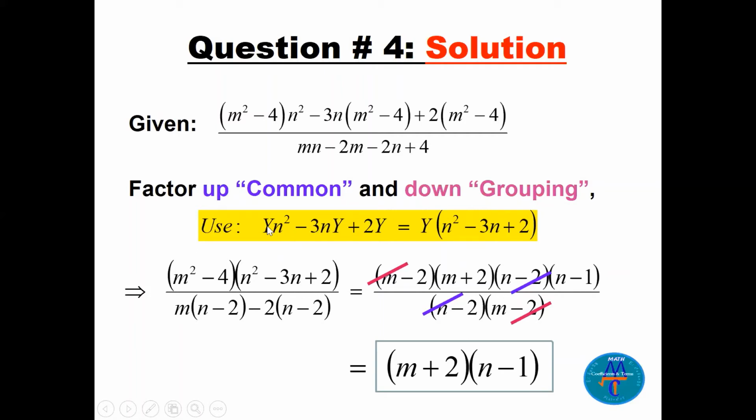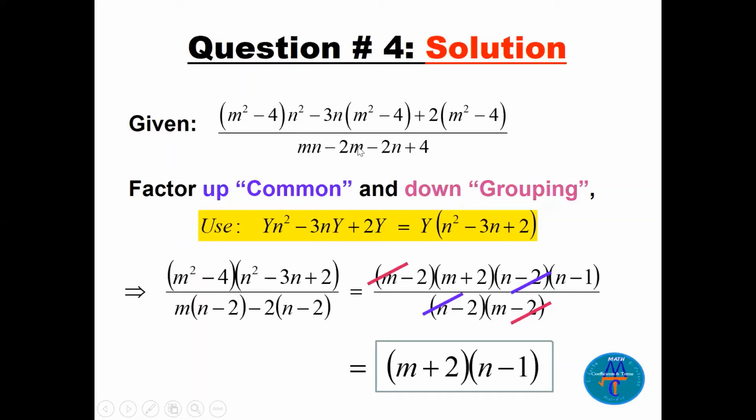If you have y n squared minus 3ny plus 2y, what will happen here? Anyone can easily see there is a y common factor. In the bracket, I will write n squared minus 3n plus 2. That's exactly what's happening here. If you put in your mind m squared minus 4 as y, you write it here, and then we have n squared minus 3n plus 2. Just try to understand the yellow example here.